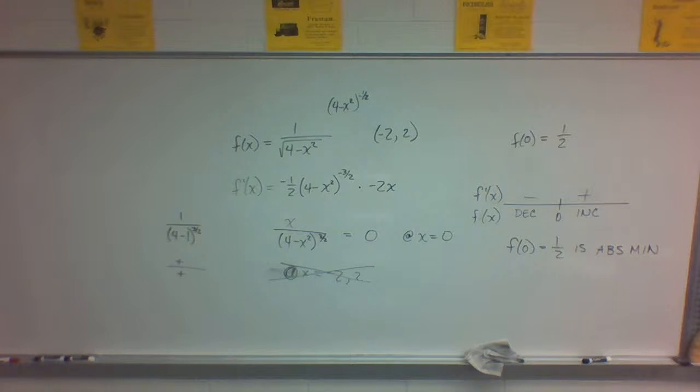Which means we looked at 0, but we didn't find one because there was no sign change indicating a max or a min. Do you understand this? Yeah. Look for the sign changes over those critical values. If they don't occur, then it is not a max or a min. Just a place to look.